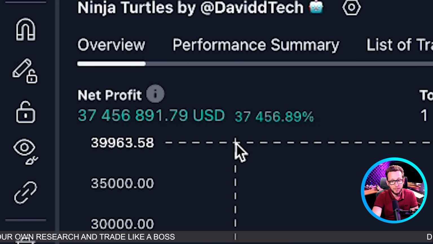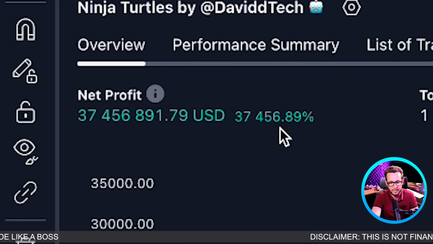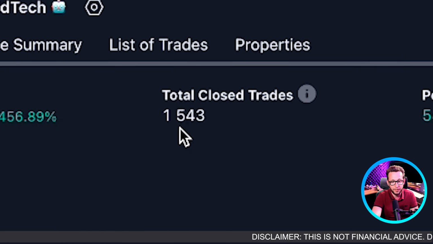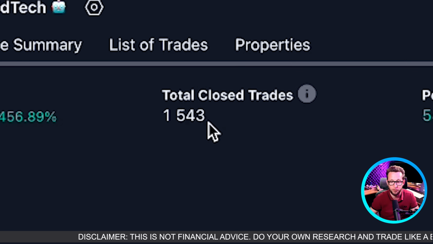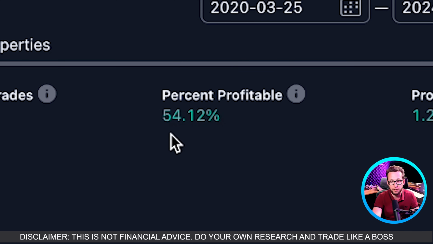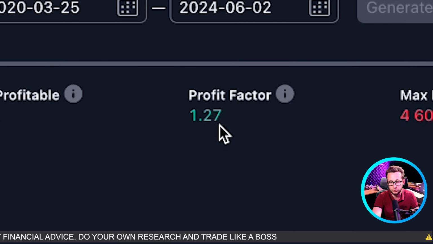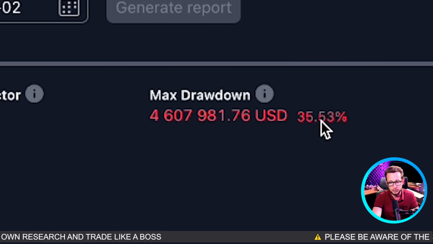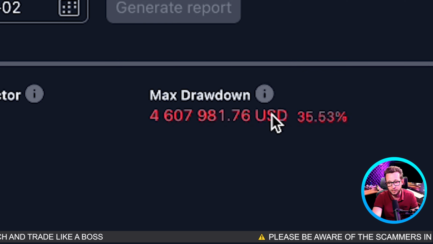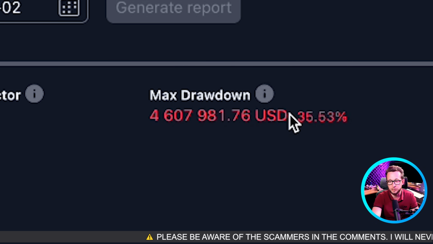Currently, this one has made 37,456% on 10x leverage. We have 1,543 closed trades. This is a real scalping strategy like I haven't seen for a long time, but we have a win rate of 54.12%, a profit factor of 1.27, and a maximum drawdown of 35%. Considering it's on 10x leverage and the profit, I don't think that's too bad, but you can also, of course, tone it down by reducing your leverage.